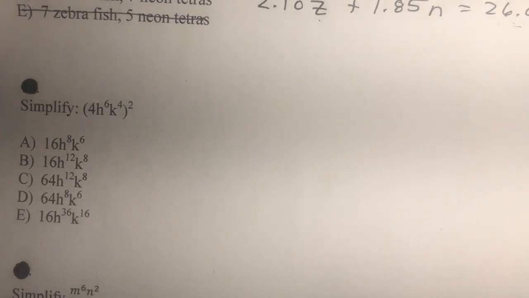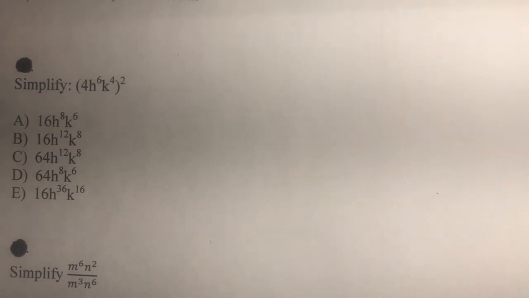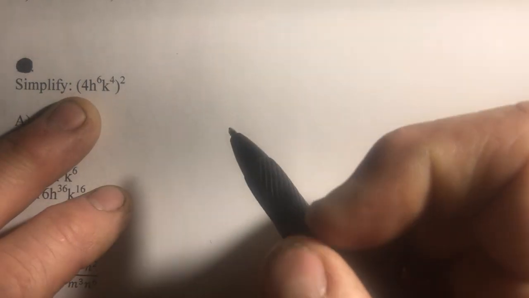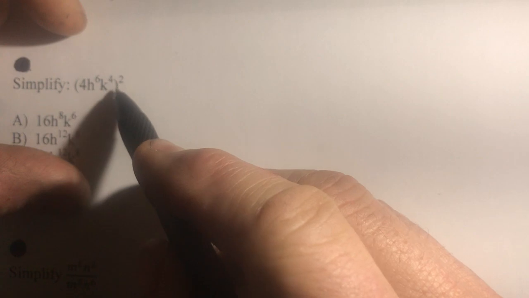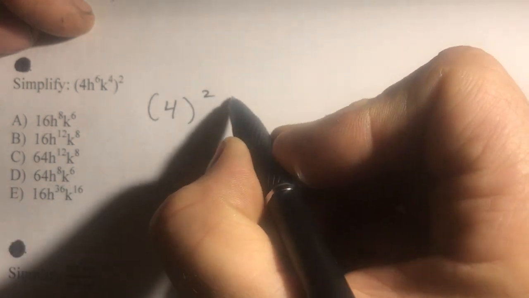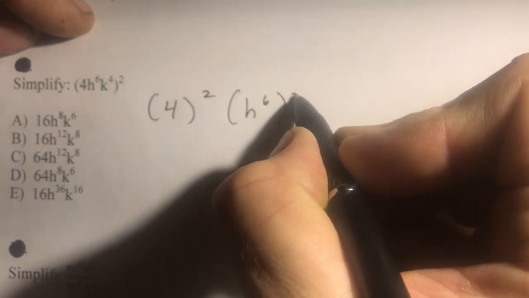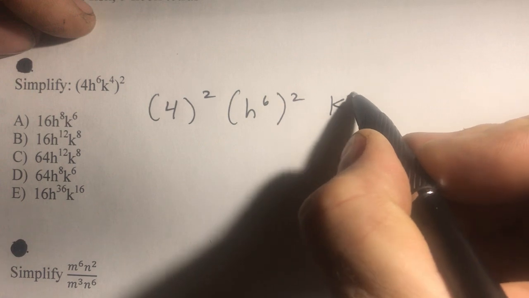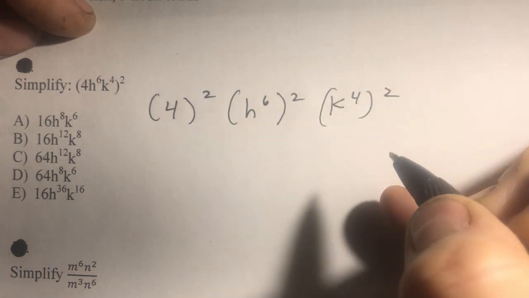Okay, let's go to this next one here. Simplify this. All right, I've got 4 h to the 6th power, k to the 4th power, all to the 2nd power. Which means I've got this right here. I've got 4 to the 2nd power. I've got h to the 6 to the 2nd power. I've got k to the 4 to the 2nd power.